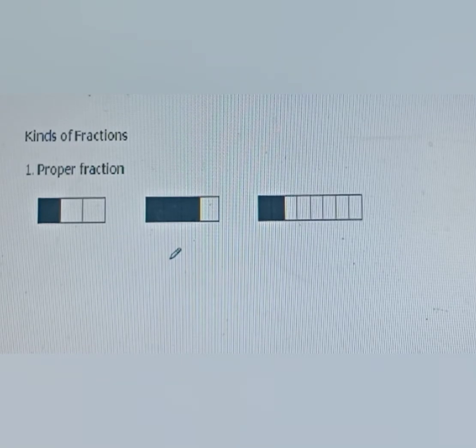Okay, let's start with kinds of fractions. So what are the kinds of fractions? Here, first we have the proper fraction. So what are these proper fractions?